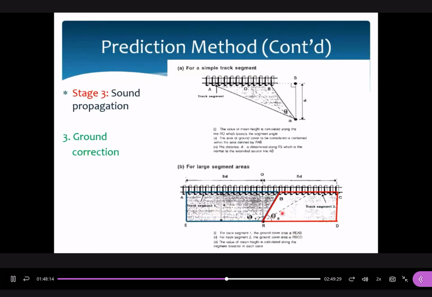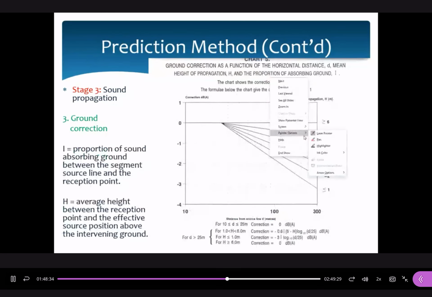For this one, if these two segments are constructed by different materials, let's say segment A is constructed by concrete structure, and segment B is filled with some plantations. Okay, how to read this one? How to find out the ground correction factor for this one? We use chart number 5. Please pay attention. Those equations are not equal to this chart.